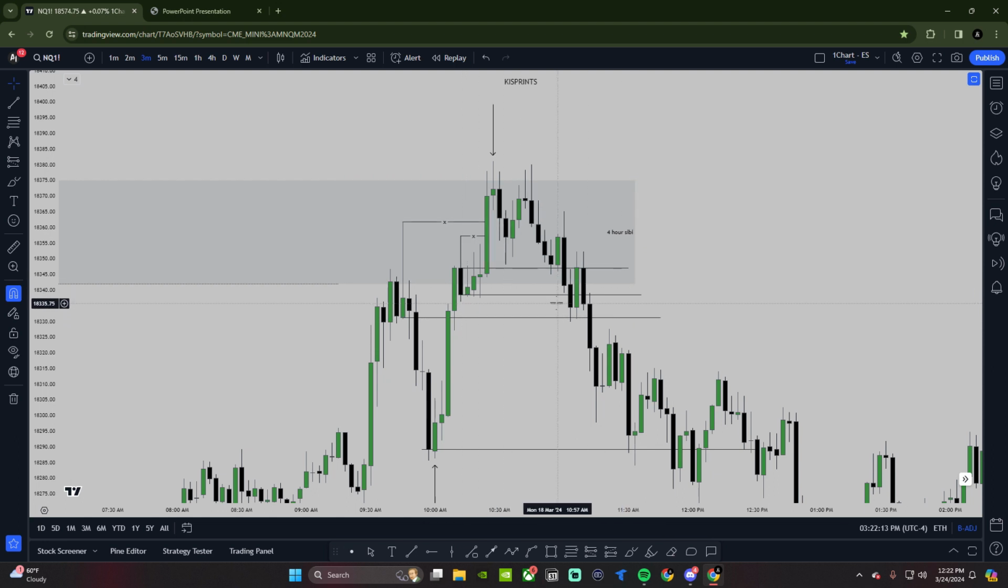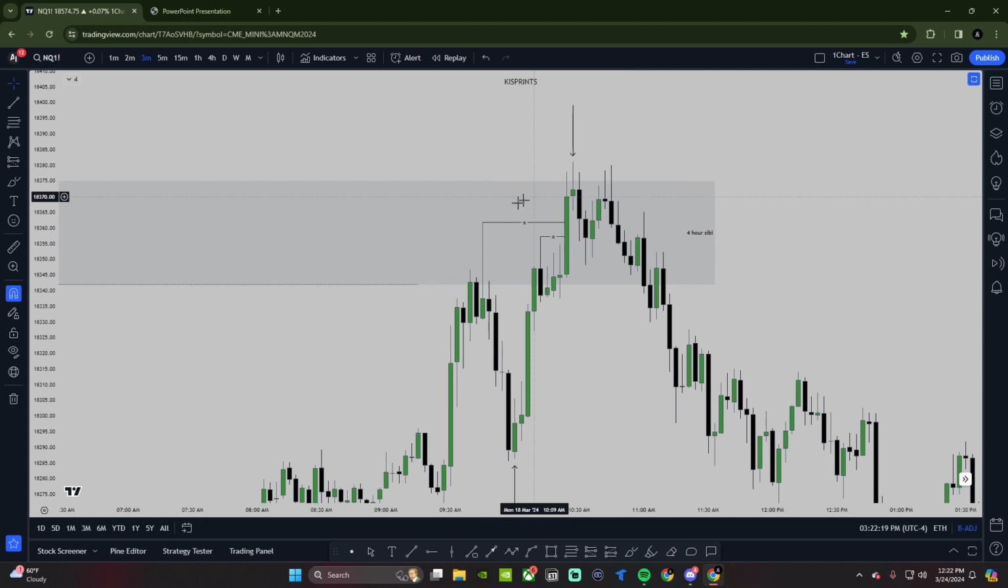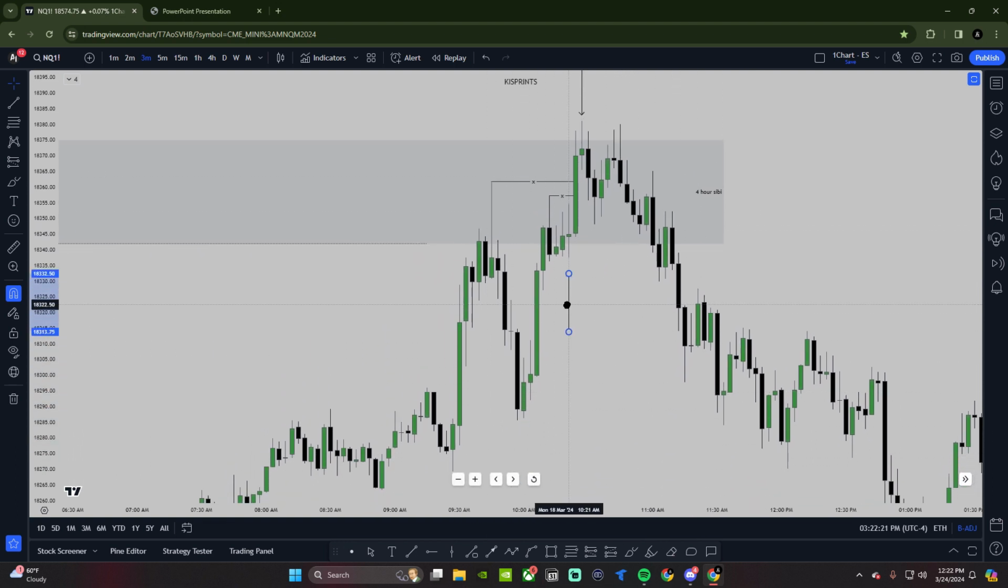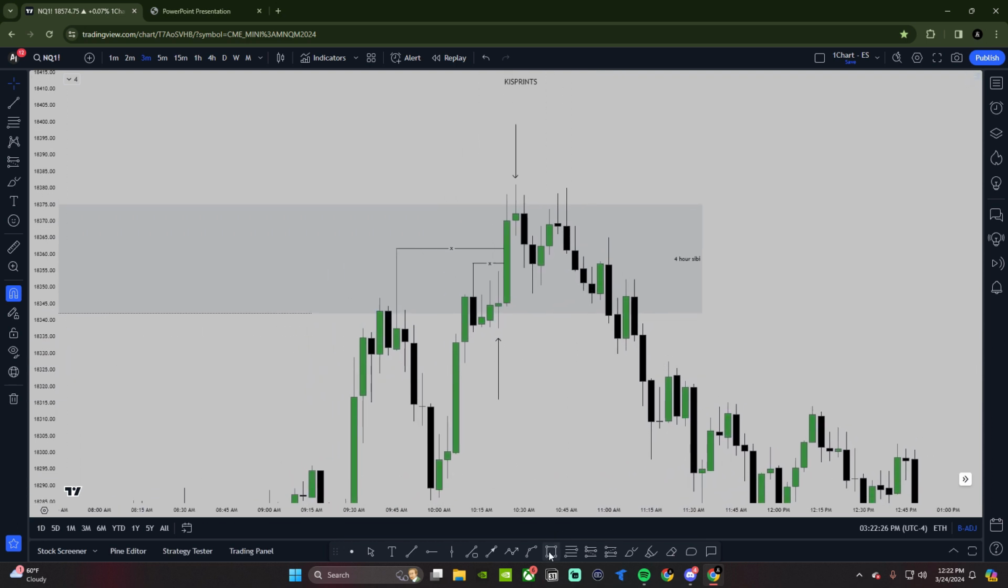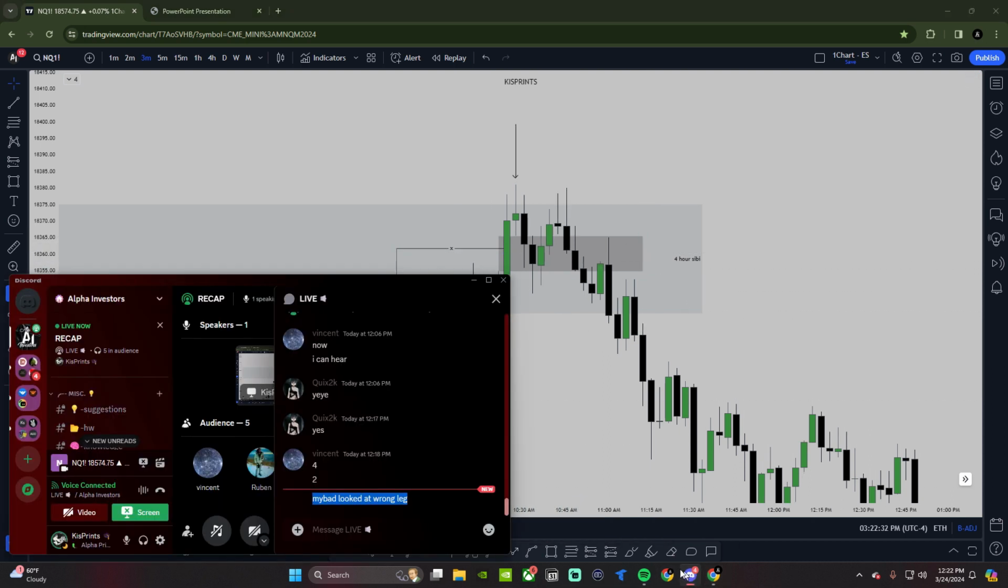You see once price closes below this order block right here, price begins to shift bearish. Now with this in mind, this is where I would consider all that, and I would say, all right, that's going to be my last liquidity sweep leg, and this is where I'm going to start to look for the imbalance. So the 3-minute would be the most optimal setup in this scenario.